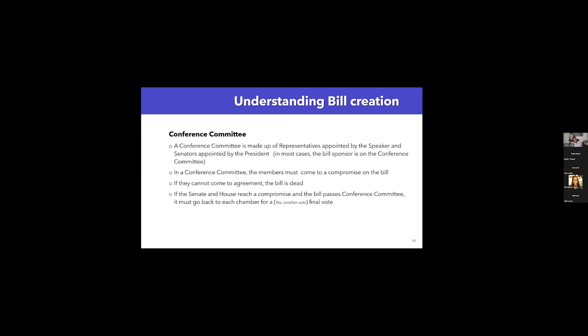If they can't come to an agreement in conference committee, even though they did all that hard work, the bill is dead. But if the Senate and the House reach a compromise and the bill passes conference committee, then it goes back to each chamber for, yes, another vote. So as you can see, there's lots of voting. Anytime a decision or change is made, it has to go back and basically people have to agree on the change.